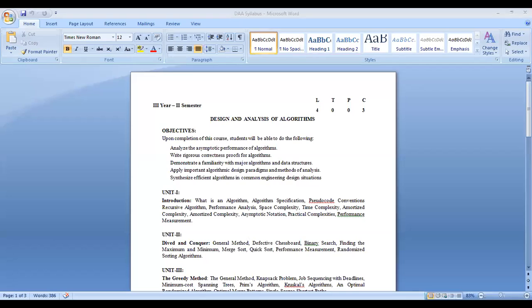In previous lectures, we discussed what an algorithm is, algorithm specifications and pseudocode, conversion of recursive algorithms, and performance analysis. We discussed space complexity and time complexity. Merging complexity we also discussed in the last class, and asymptotic notations were also discussed in the last class.